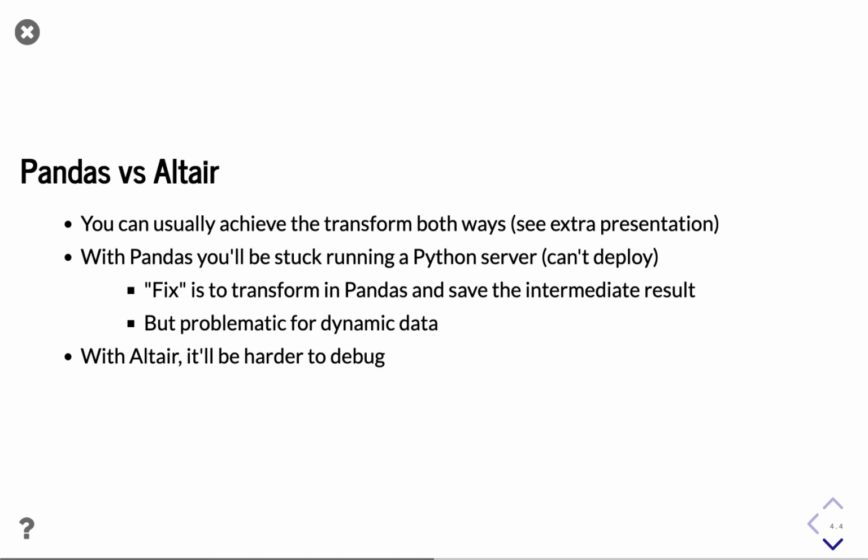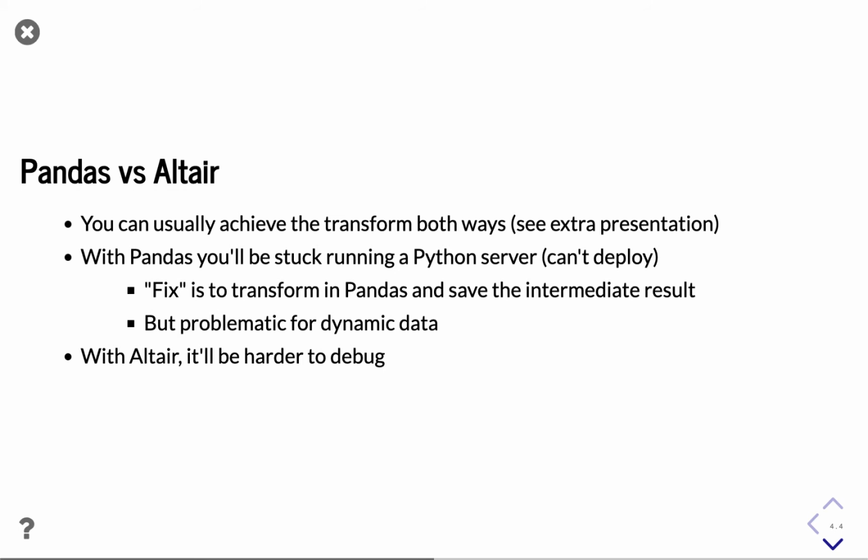The fix for that is you might use pandas to do some of your initial transformation and then save the intermediate result. So you can have JSON data or CSV data that you've transformed from the original data set and you've saved out to disk. But that again is problematic if your data is dynamic. So if you're pulling new data constantly, you're going to need the Python server in order to process it. Otherwise, you're going to need to think about using Altair.